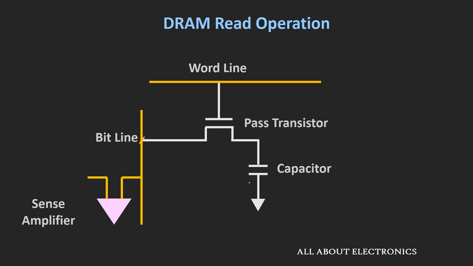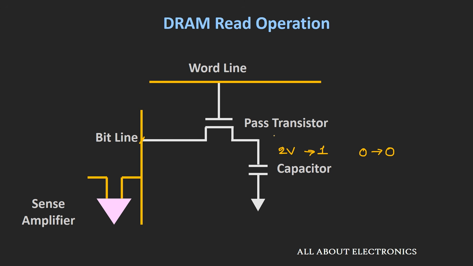Now, to increase the read operation speed, these bit lines are precharged with a finite voltage. Let us understand why this precharge is very important. Let us say initially the voltage across the capacitor is 2 volt, where 2 volt represents logic 1 and 0 volt represents logic 0.